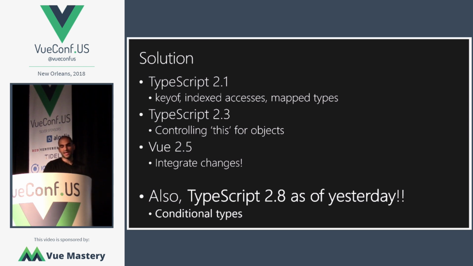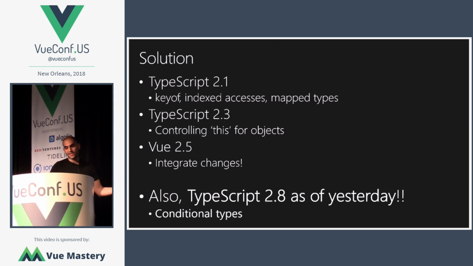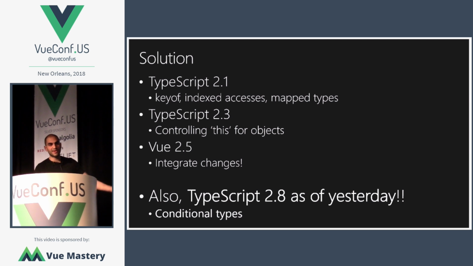And the second step was being able to actually control the type of this within one of these objects, which was heavily driven by Vue as a use case, right? So our team actually thinks a lot about how we get TypeScript working with JavaScript in the broad, general ecosystem. And so Vue actually drove some features here, which is really cool. And in 2.5, we actually integrated some of these changes into the declaration files that Vue ships with, which is really awesome. And just as a shout out, TypeScript 2.8 is out as of yesterday, and so this means that we can make some extra improvements as well.